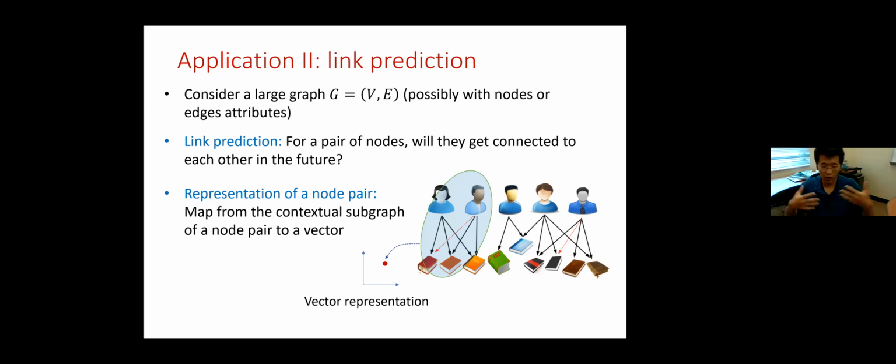But be careful that there are a lot of traditional methods to do this link prediction, sometimes termed matrix completion, for example in the recommender system. But this is a different approach. Here we do not use this kind of traditional collaborative filtering method. Here we use the contextual structure of a node pair to do this link prediction.